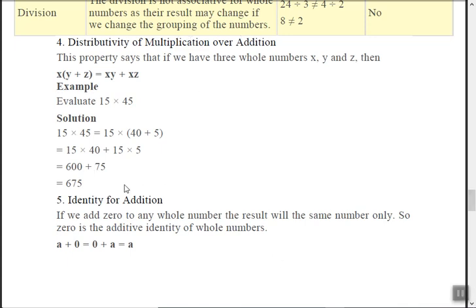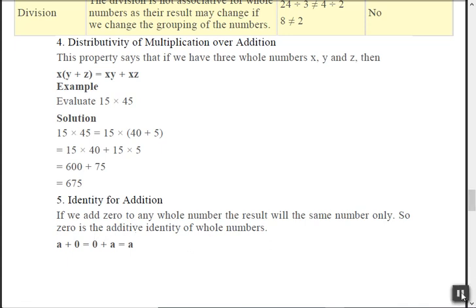Then identity of addition. Identity means what? We have studied this in our earlier chapters also. If we add 0 to any whole number, the result will be the same number only, meaning the answer should not change. So a plus 0 is 0 plus a is a. So 0 is the additive identity for whole numbers. Remember, additive.